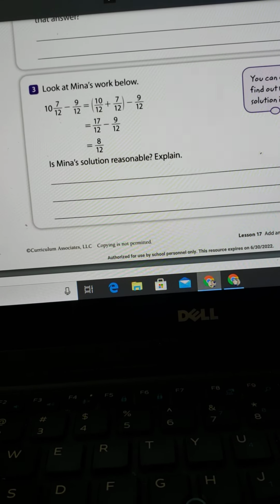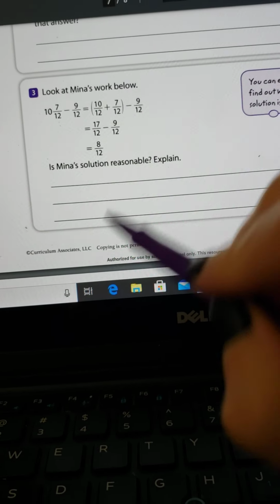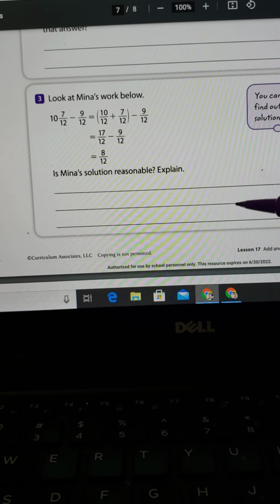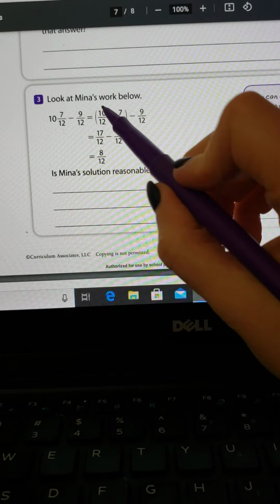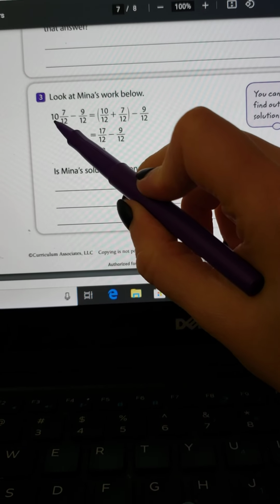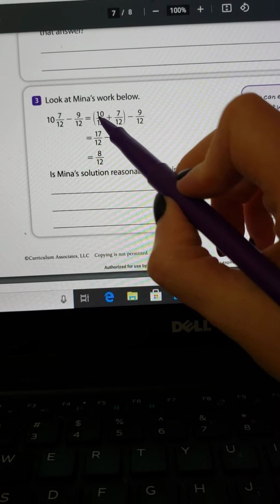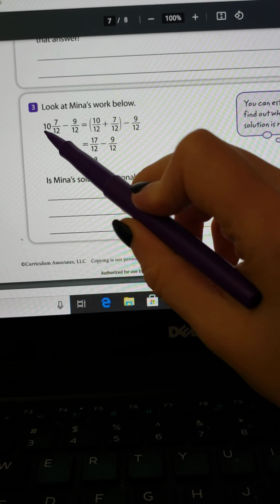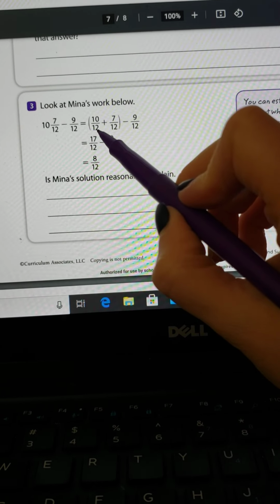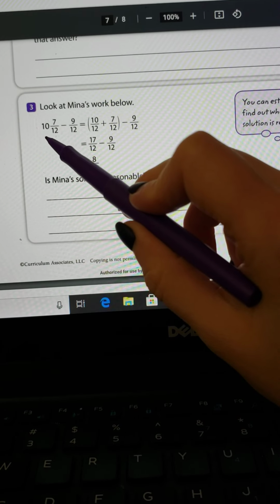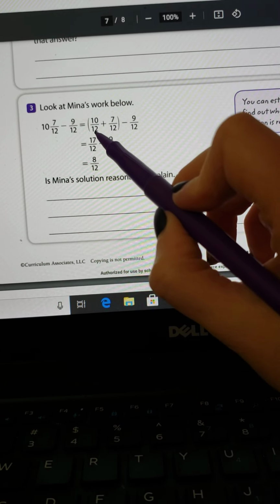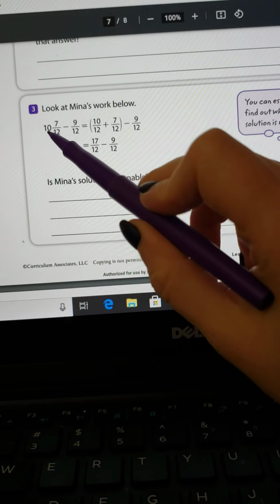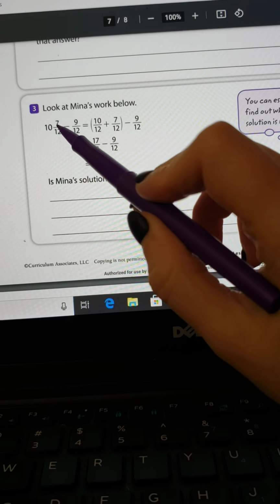Now the problem is asking us to figure out if Mina's solution is reasonable. Does it make sense? That's what reasonable means. Does it make sense? Is she correct? Okay, so a minute ago, I pointed out this part right here, right? Is 10 the same thing as 10/12? If I have one whole, I know that that's 12/12. Well, 10 wholes is a lot bigger than one whole, so it should be bigger than 12/12, and this is not, this is smaller.